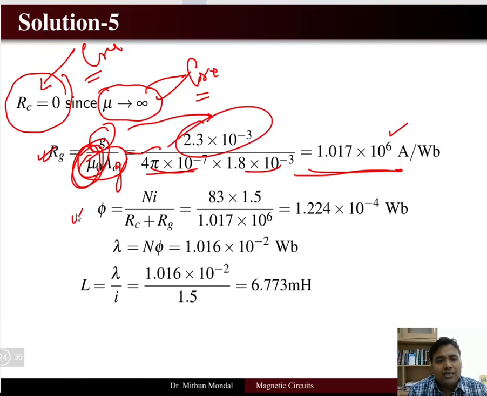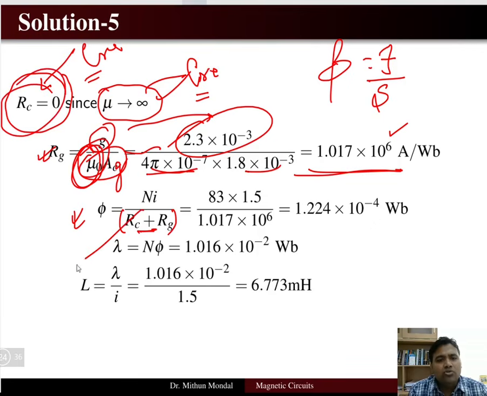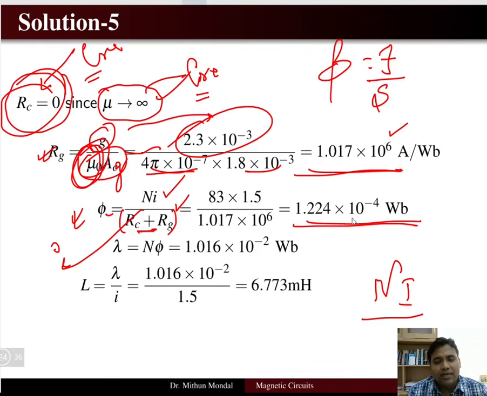Now you find the flux. Flux is the mmf Ni divided by the total reluctance S. So RC plus RG will be the sum because it is in series. However, RC is 0, so you should put this value as 0. Then Ni divided by the reluctance. The number of turns is given to you and the current is given to you, so you can calculate the flux from the given data.